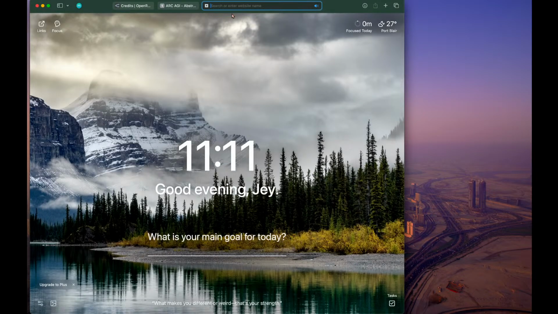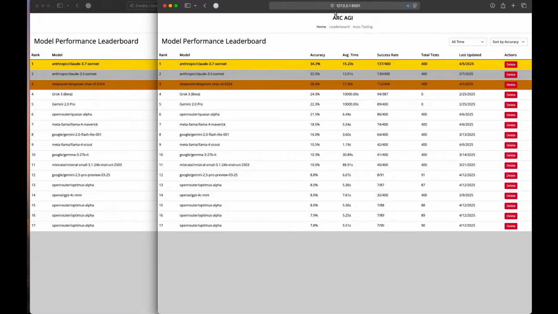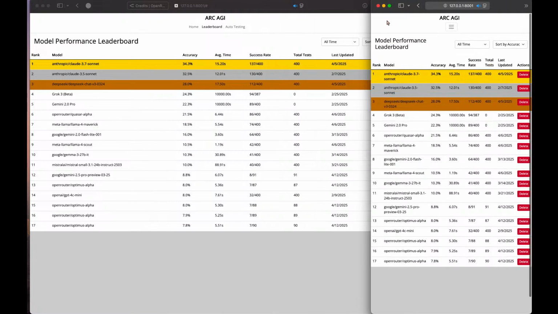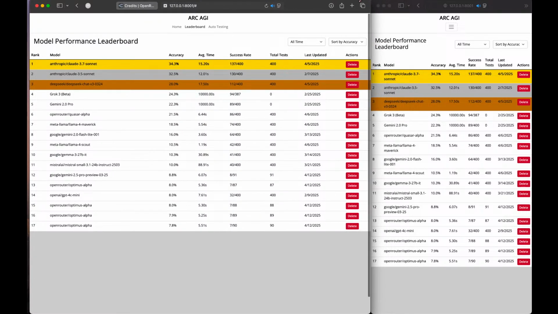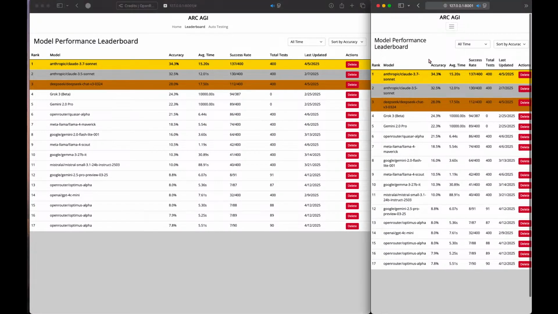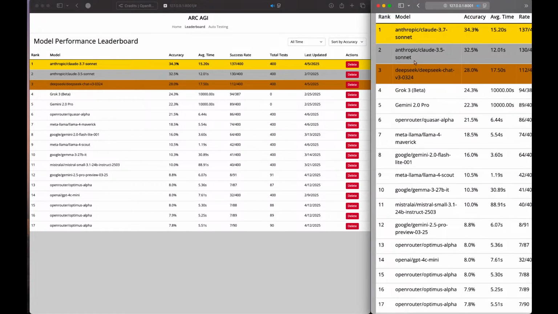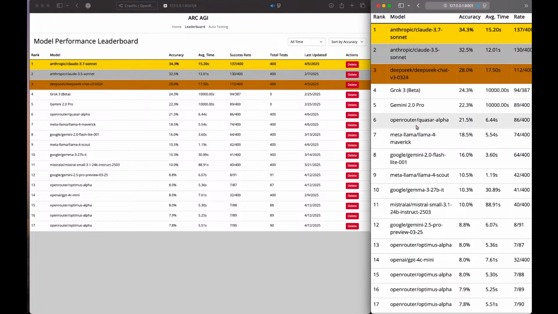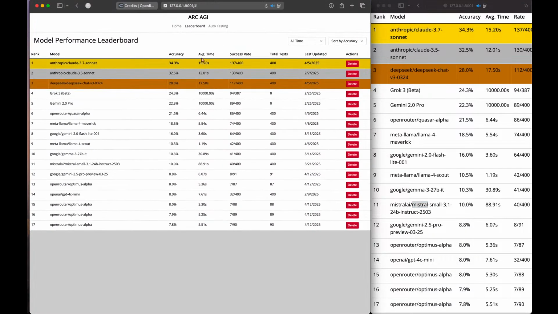So we'll need one more. That will be the leaderboard. So this is the current leaderboard guys, if you are wondering. As you can see, there are 12 models that I've benchmarked. I mean, actually 7, including Quasar Alpha and all of that. So the topmost model is Claude 3.7 Sonnet. Let's see if that is defeated today.